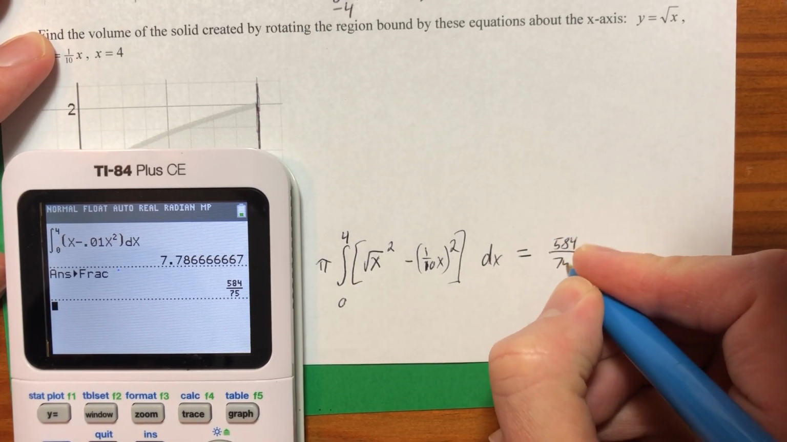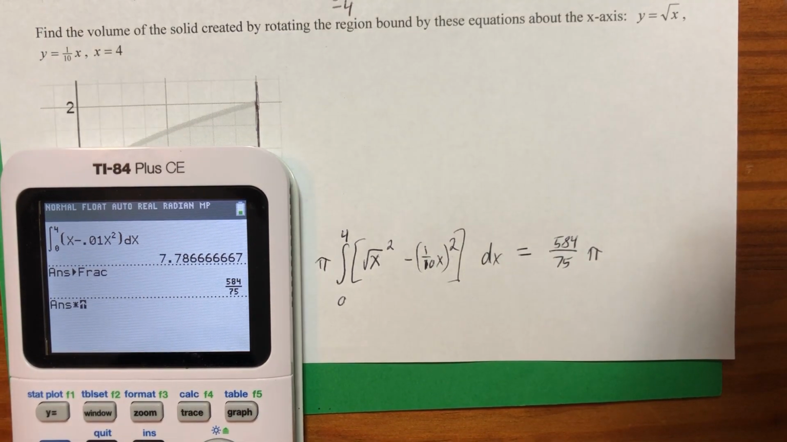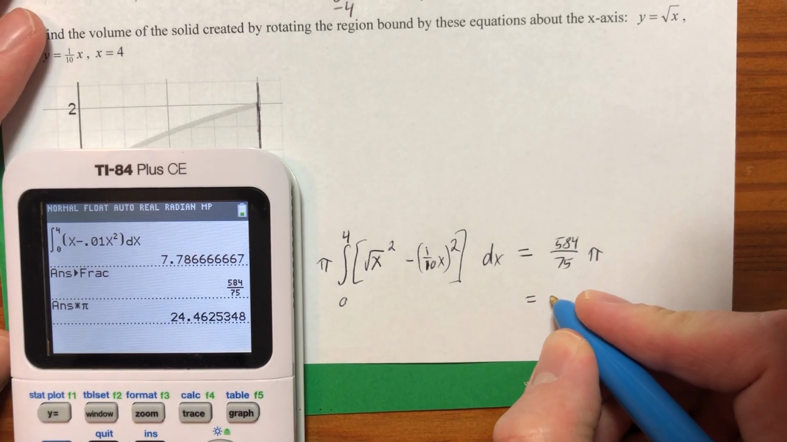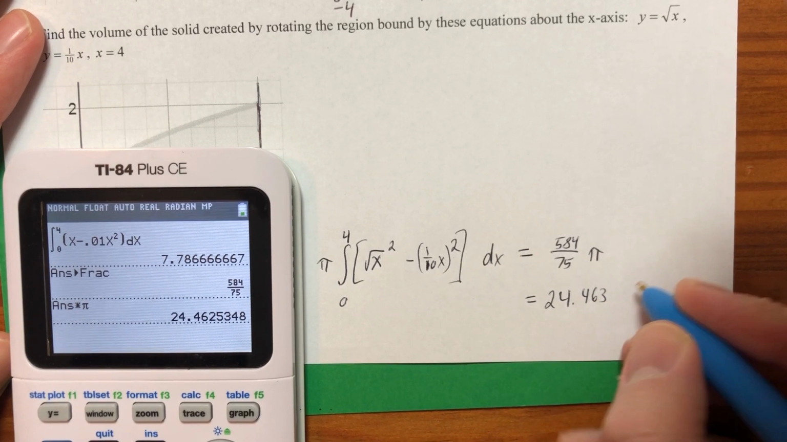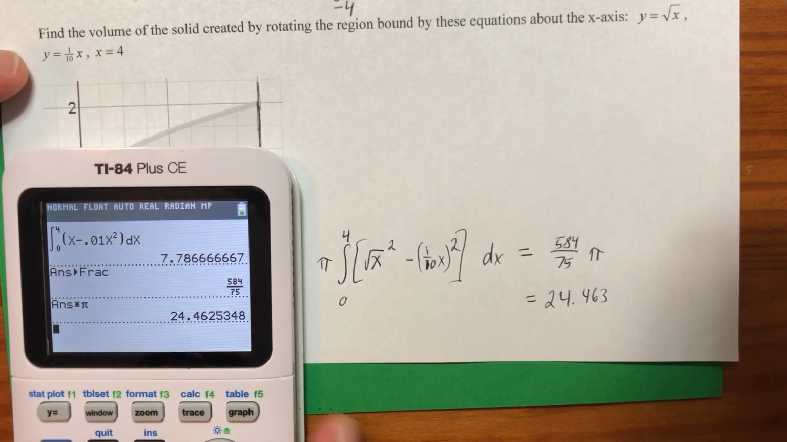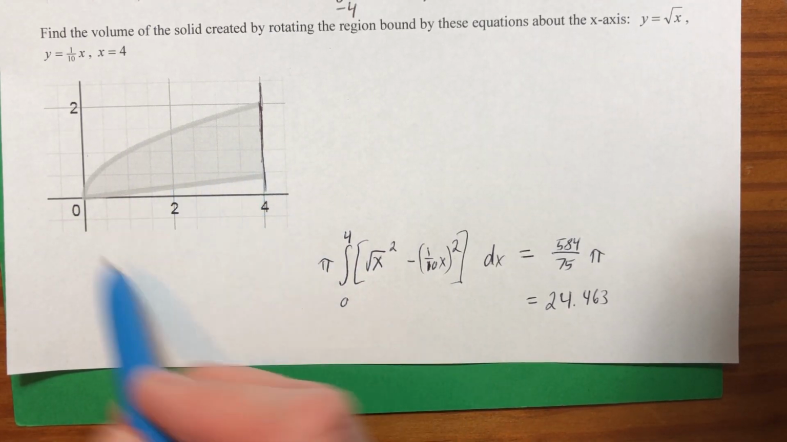584 divided by 75 pi. That is the volume. Up until this point, we haven't really multiplied anything by pi, but that's what it would be. It would be equal to or approximately 24.463 cubic units. That would be the volume of this odd little hollow bullet type thing.